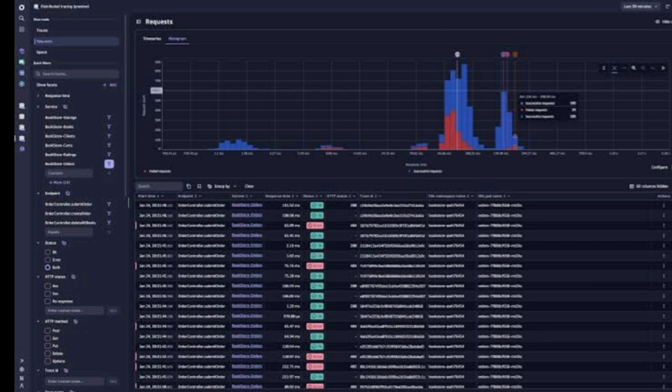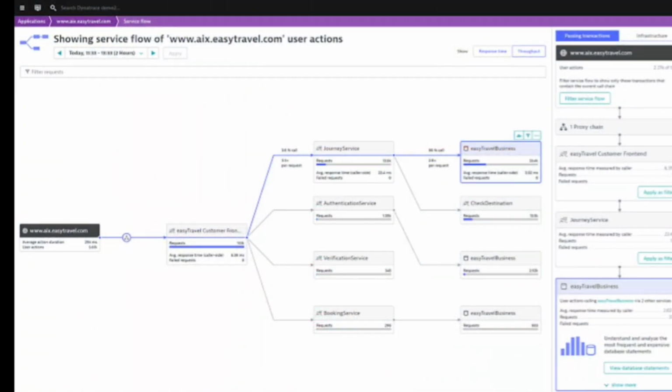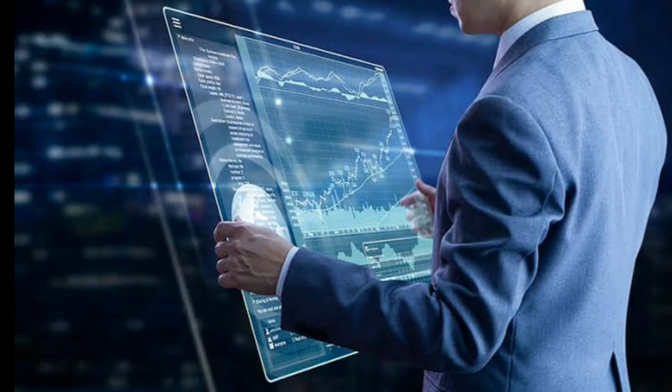This level of visibility is crucial for several reasons. First, distributed tracing helps you identify performance bottlenecks. By seeing the exact path a transaction takes, you can quickly spot which services or components are slowing down the overall process. This is especially important in microservices architectures, where a delay in one service can impact the performance of entire applications.